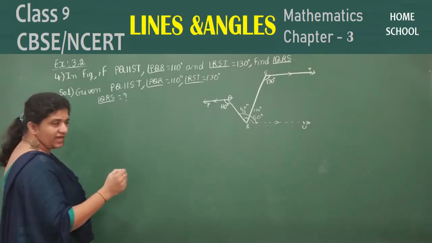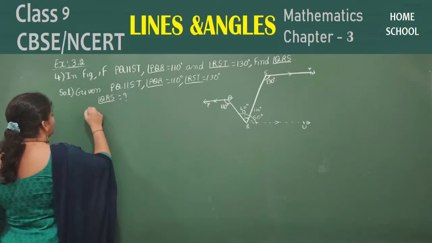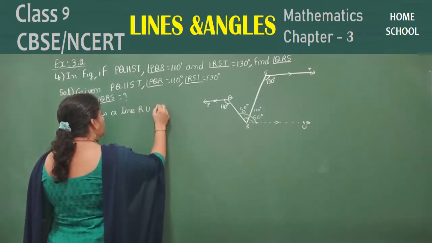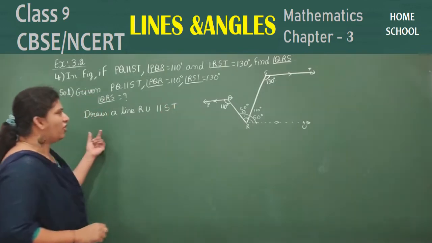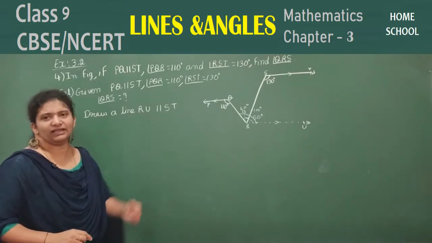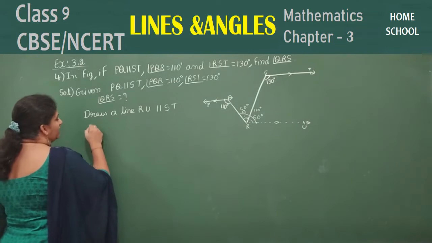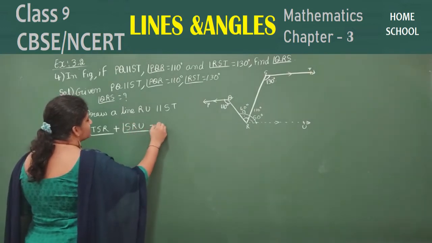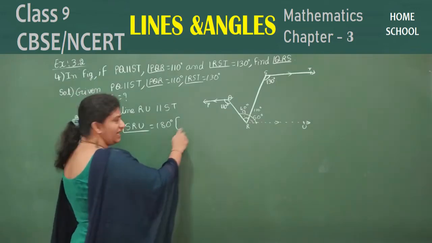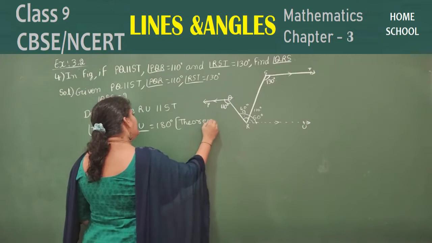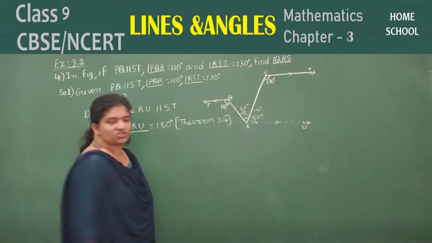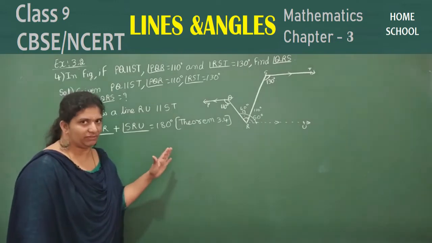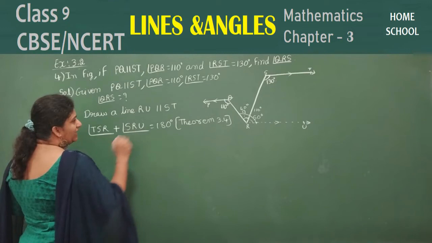After a tiny construction, what is that? Draw a line RU parallel to ST. Next step, angle TSR plus angle SRU is equal to 180. How can you say this statement? By theorem statement 3.4, look in your textbook children. What is that? In between two parallel lines, the sum of the interior angles on one side of a transversal is supplementary.